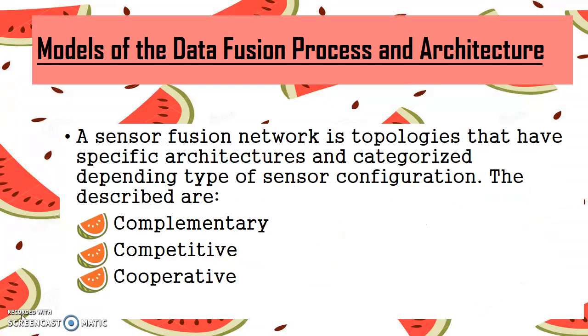Next, the models of the data fusion process and architecture. A sensor fusion network has topologies with specific architecture and is categorized depending on the type of sensor configuration. These are complementary, competitive, and cooperative. As for the complementary type, each sensor covers one area, so together they give an entire view picture. Next, competitive sensors.